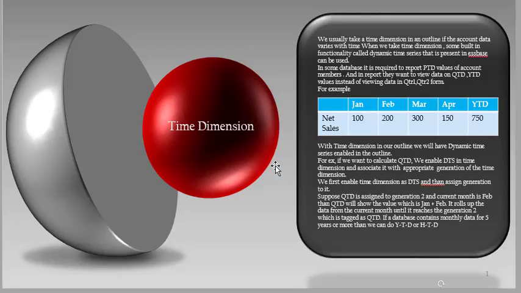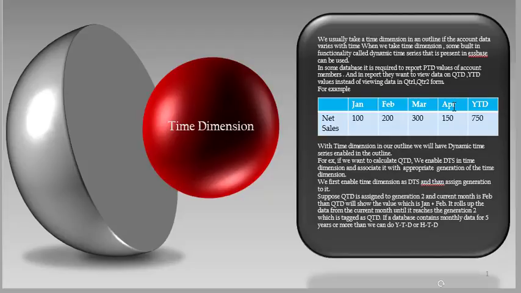There is another type of standard dimension, which is time. We usually take a time dimension in an outline if the account data varies with time. When we take a time dimension, some built-in functionality called dynamic time series, present in Essbase, can be used.